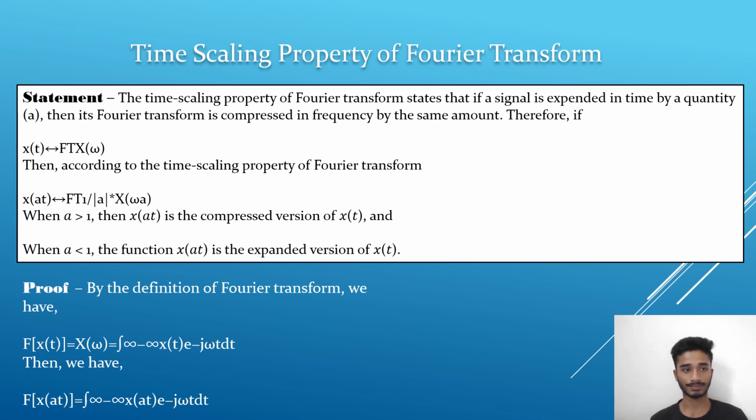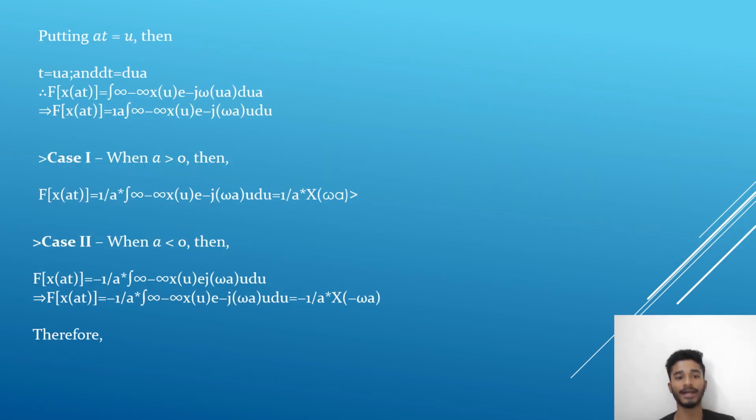Okay, moving on to our next slide. Putting at equals u, then t equals u by a and dt equals du by a. The Fourier transform of x of at is equal to integration from minus infinity to infinity of x of u into e power minus j omega of u by a into du by a. Further expanding this equation, we get the 1 by a outside, as a is a constant: 1 by a into integration from minus infinity to infinity of x of u into e power minus j omega by a u du.